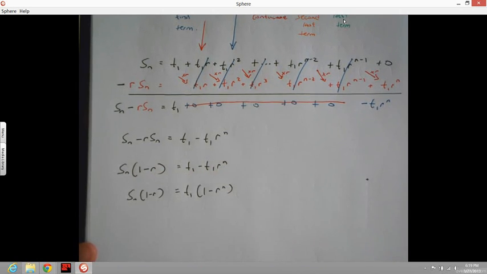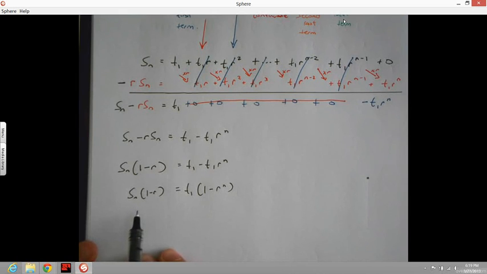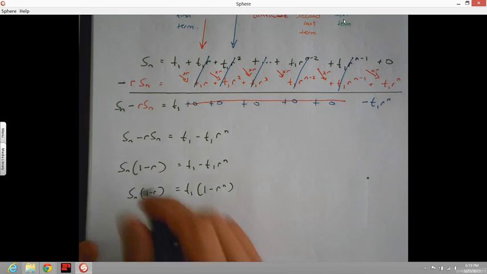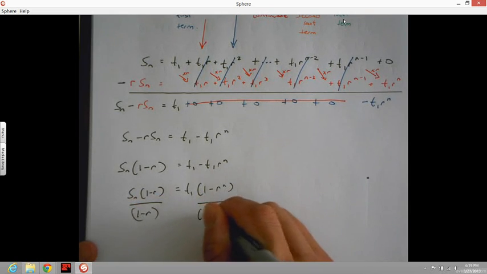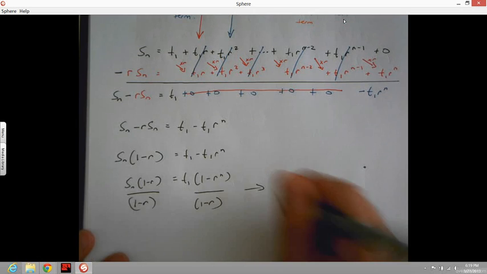Watch this. Can I solve for Sn? And I think, yeah, the answer is yes. And you know what's coming up next. I'm going to be dividing by this term 1 minus r. So my formula then is the following. I'll write it here in blue.